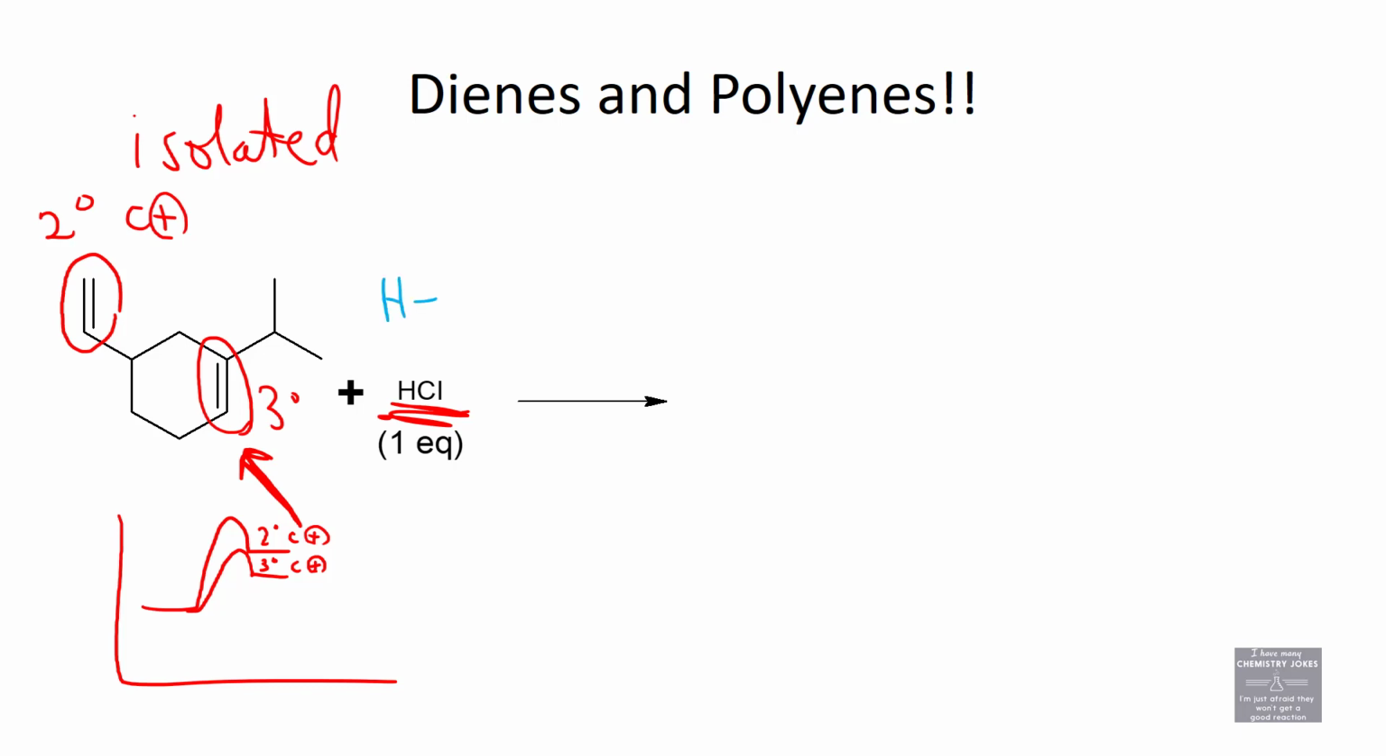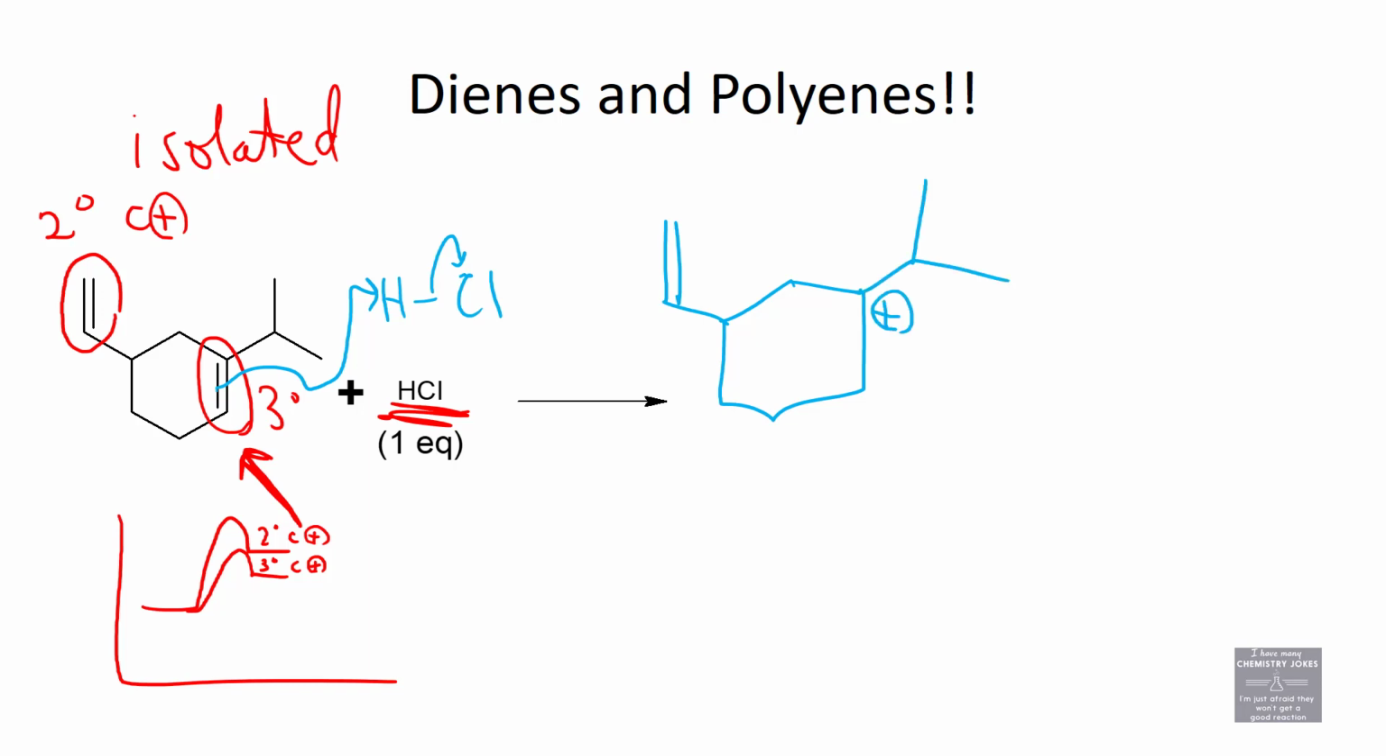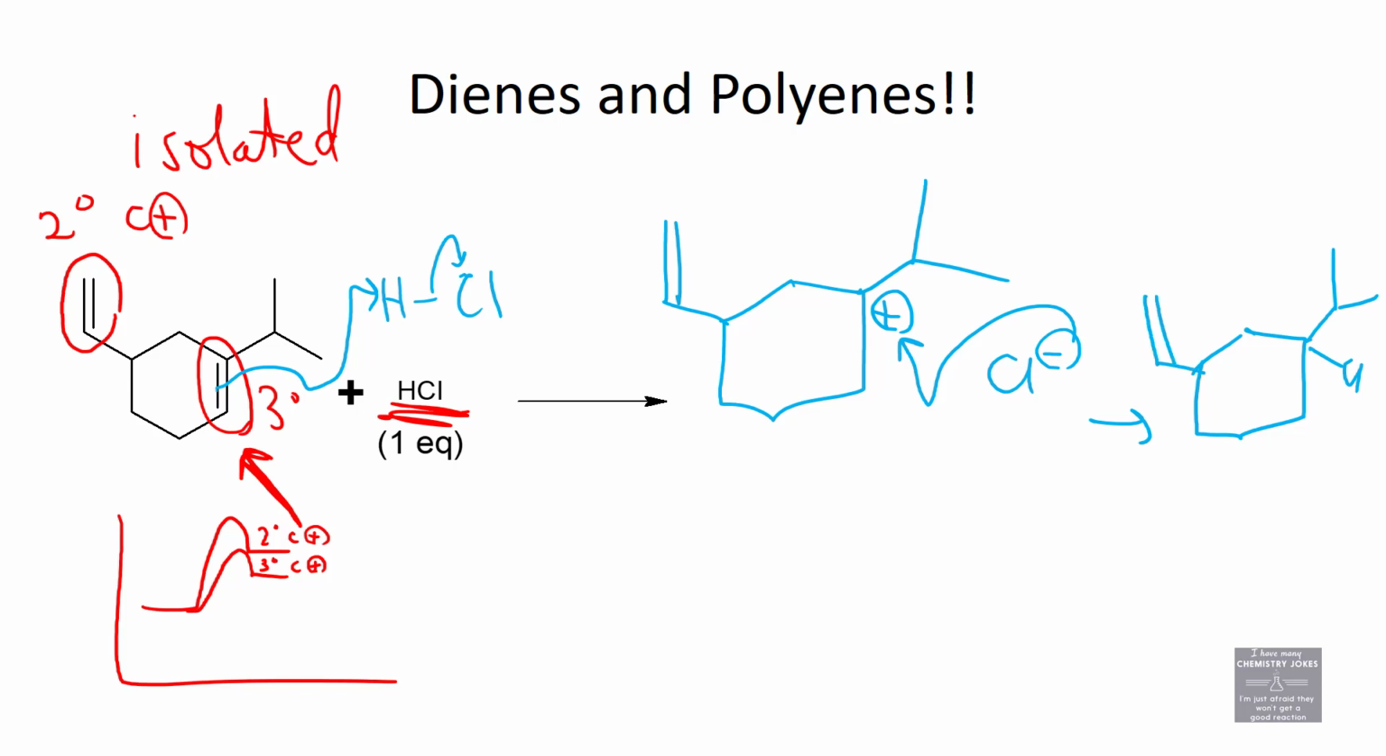So if I were drawing a mechanism, you know this mechanism like the back of your hand by now, right? This carbocation is formed, and chloride attacks that carbocation. And this is my one and only product when I add one equivalent of HCl. If I added two equivalents of HCl, well, I would react both alkenes eventually. But the alkene that makes a more stable carbocation is what reacts fastest and what you would choose to react with if you only have one equivalent of reagent.